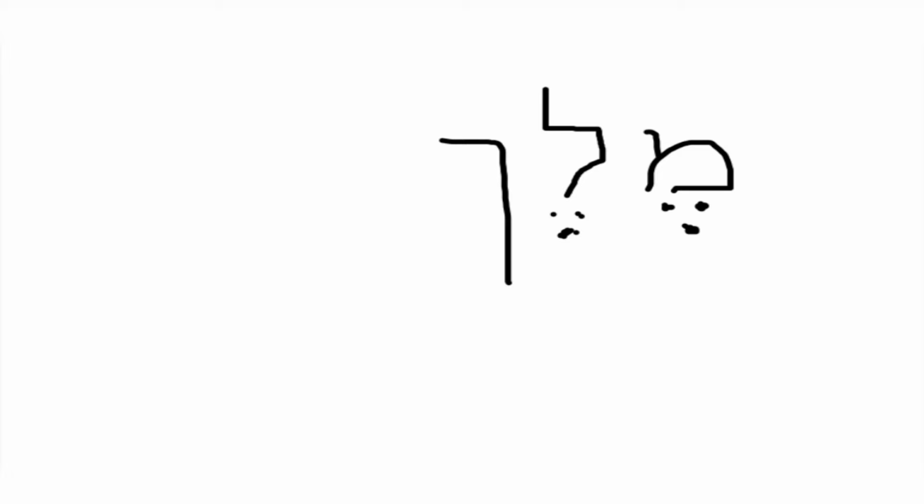Now write for me a mem with a segol underneath. I'm going to clear my board so I can have more space. A mem with a segol underneath. Now a lamed with a segol underneath. Lamed, segol. And now write for me a chaf sofit. Okay? And this spells out the word melech. Melech means king.